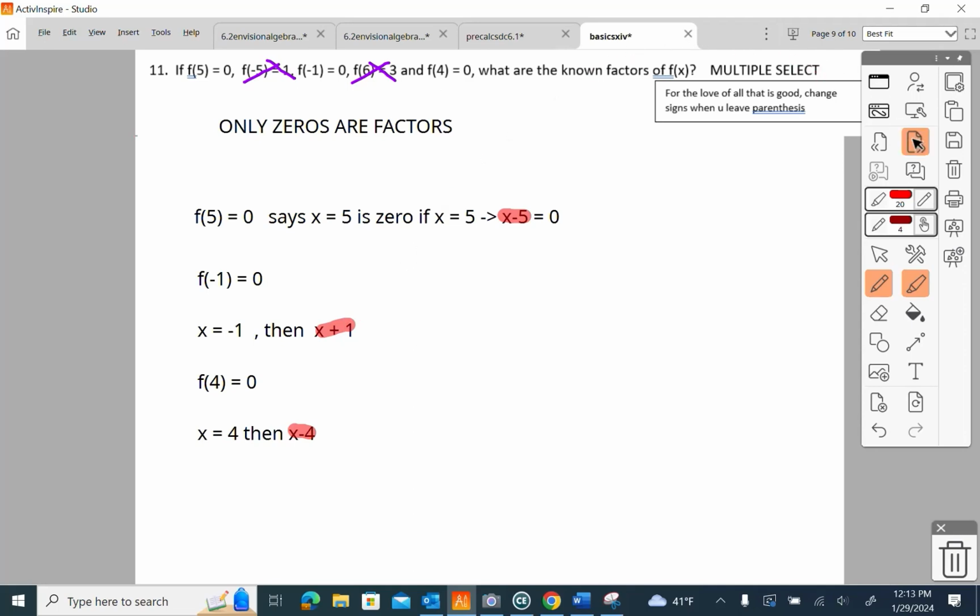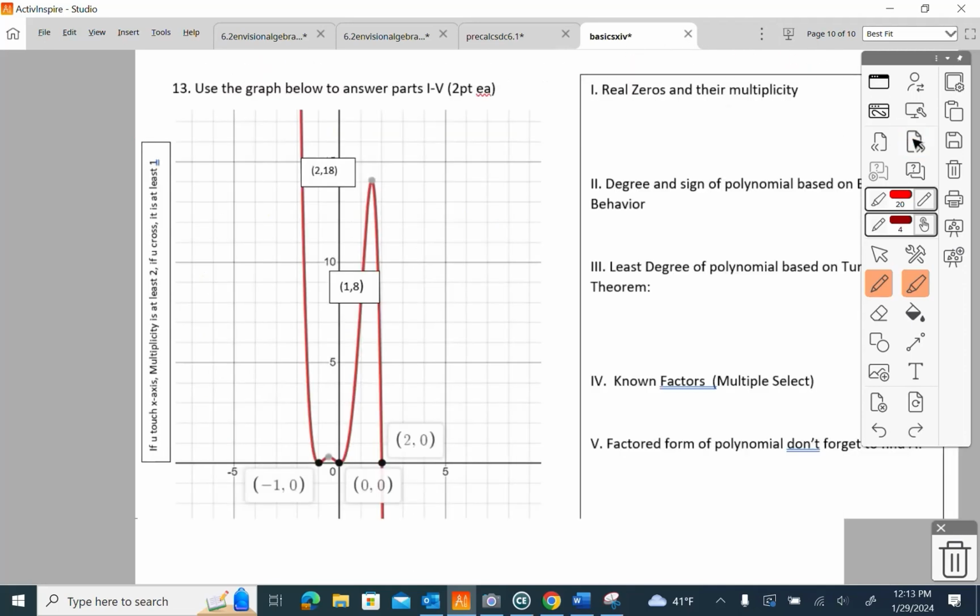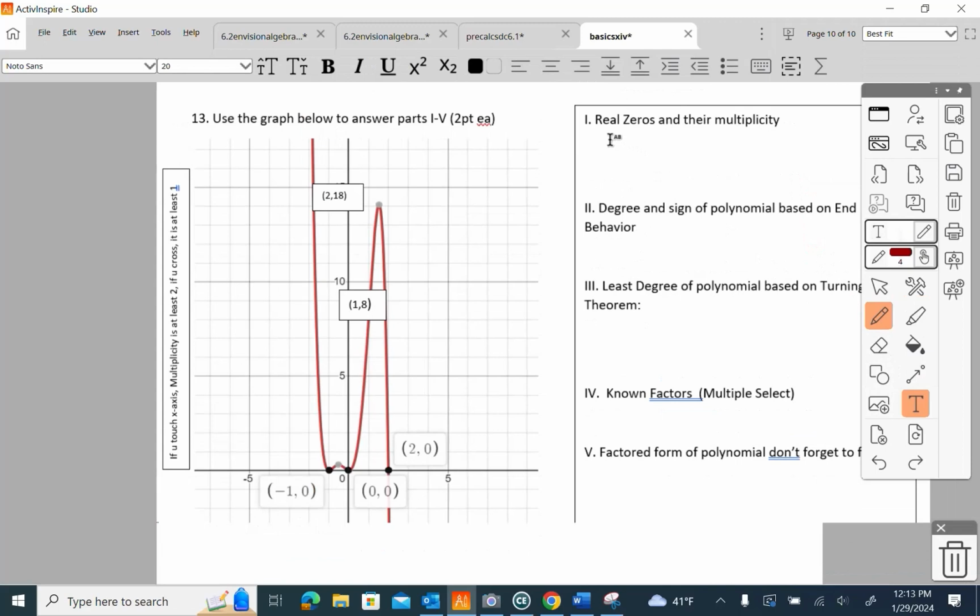Easiest problem. All right. Now we're moving on to this one using a graph. You can answer parts 1 through 5, whatever. Real zeros and their multiplicity. Zeros are where you cross the x-axis. That's what they are. They are the x values where you cross the x-axis.